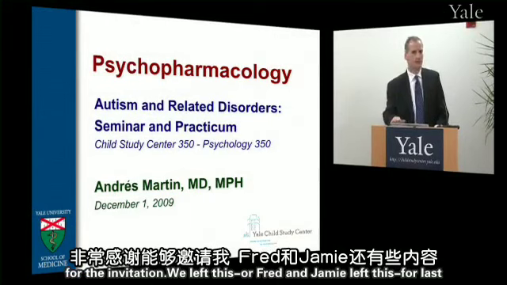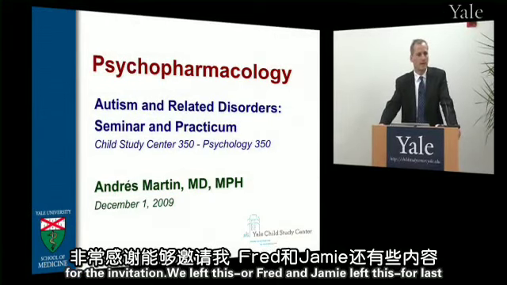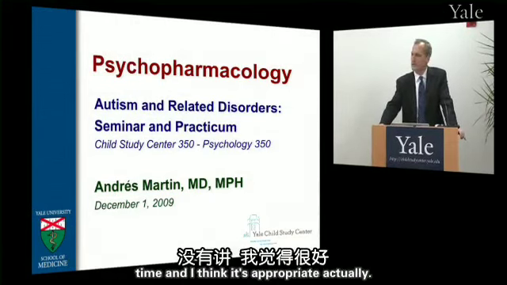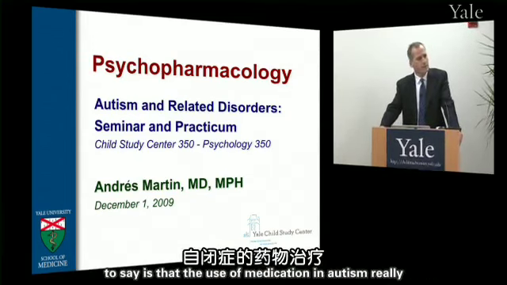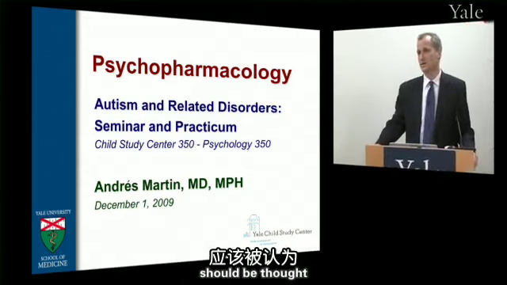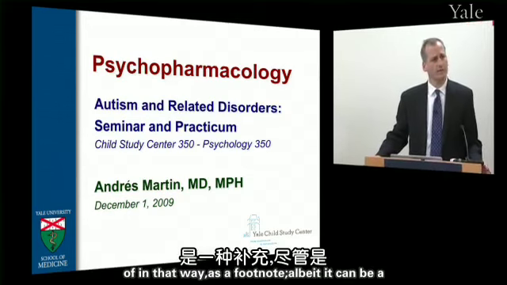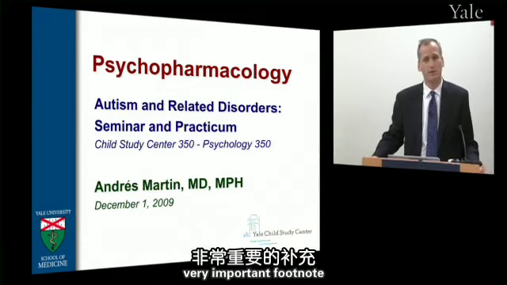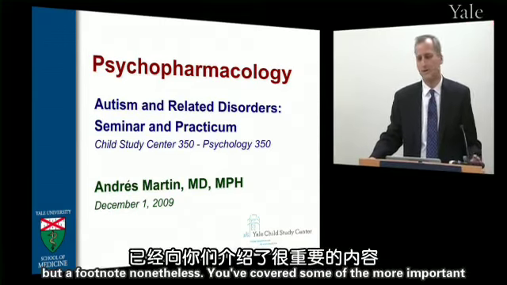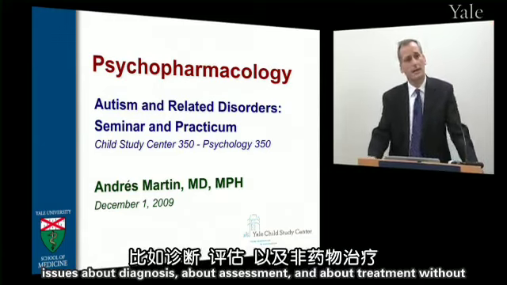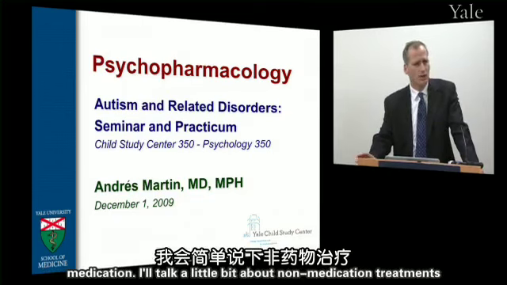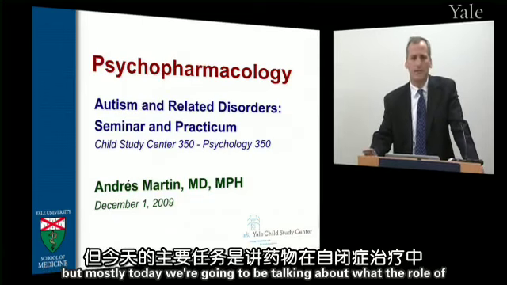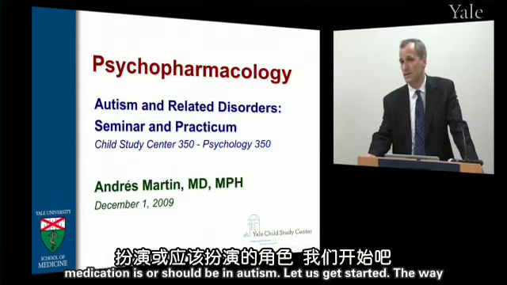And Fred and Jamie left this for last, and I think it's appropriate actually. I'm glad that it was last. I think it's an appropriate footnote, because probably the first thing to say is that the use of medication in autism should be thought of in that way, as a footnote, albeit a very important footnote, but a footnote nonetheless. And you've covered some of the more important issues about diagnosis, about assessment, and about treatment without medication. I'll talk a little bit about non-medication treatments, but mostly today we're going to be talking about what the role of medication is or should be in autism.